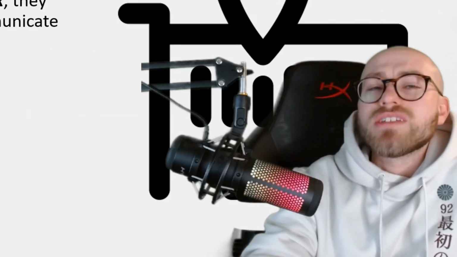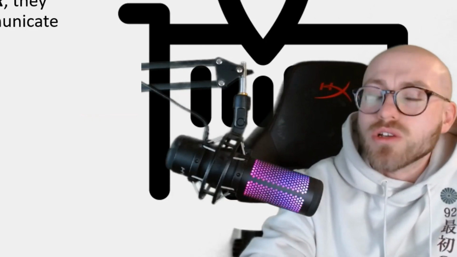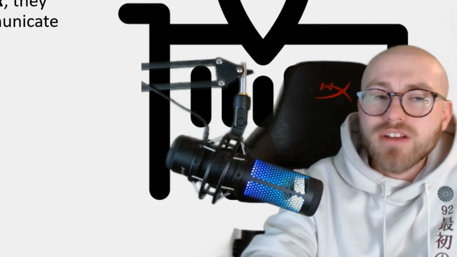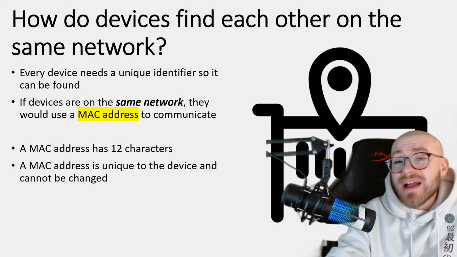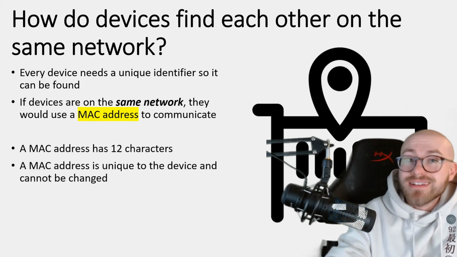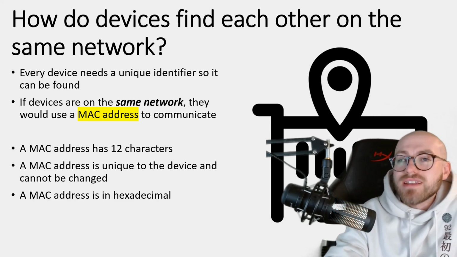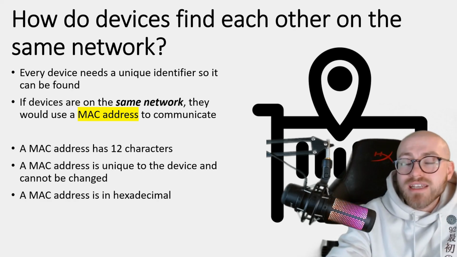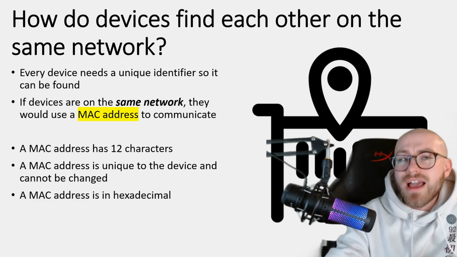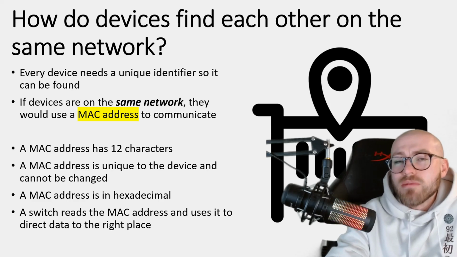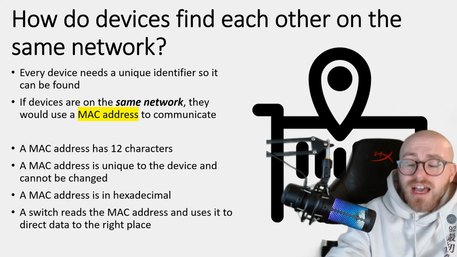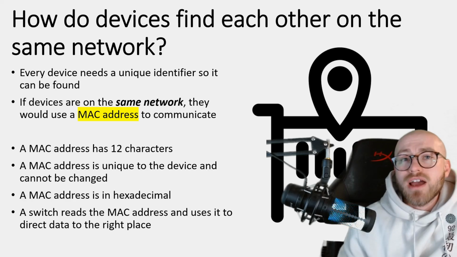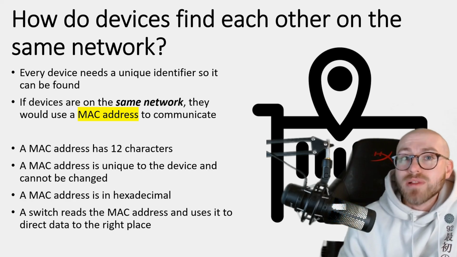Now, it's important we understand what a MAC address is, what it looks like, and the properties of a MAC address, so here it is. A MAC address has 12 characters. The MAC address is unique to every device and it can't be changed. A MAC address is in hexadecimal, so if we look back at our data representation unit, we can see what hexadecimal looks like. And if we think about our network hardware, we discussed what a network switch was, and that is what will use the MAC address to be able to send the data to the right place.